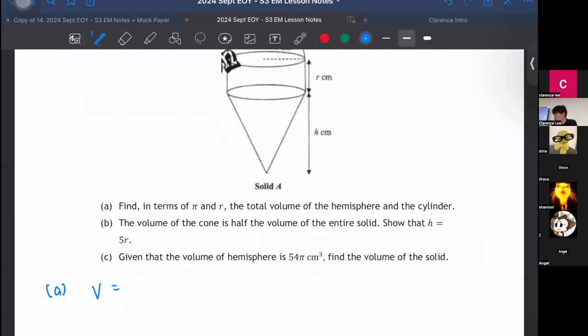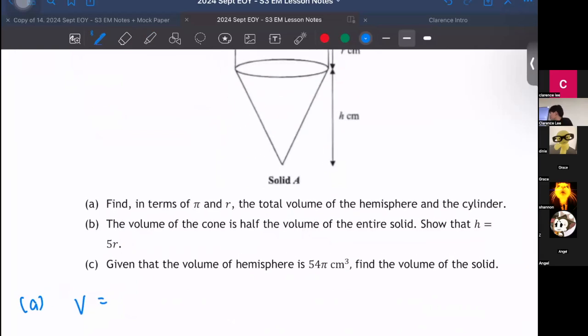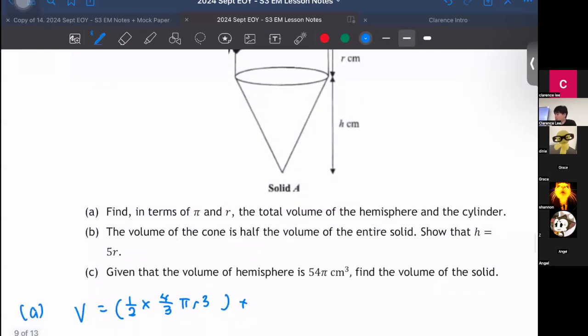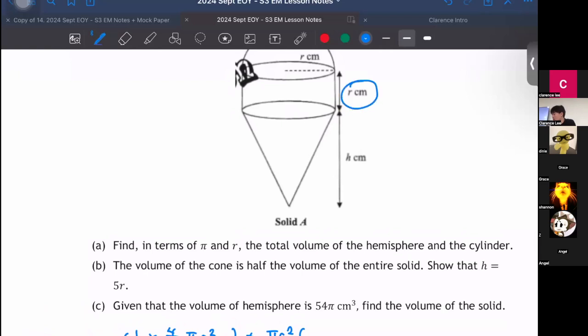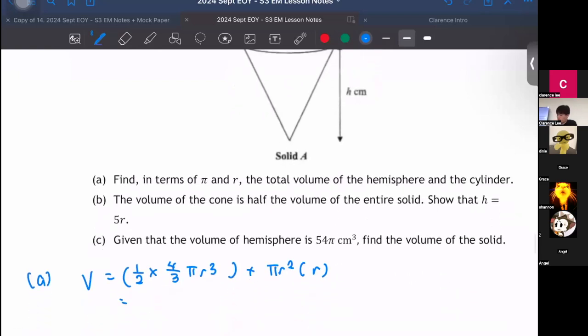So total volume, your hemisphere is given in the formula sheet. The sphere is 4/3 pi r cubed. So hemisphere must be half times 4/3 pi r cubed, plus my cylinder is pi r squared h. But in this case, my height is r. So therefore, it's r once again. Okay, so this one quite straightforward. From here, you will get 2/3 pi r cubed plus pi r cubed equals 5/3 pi r cubed.